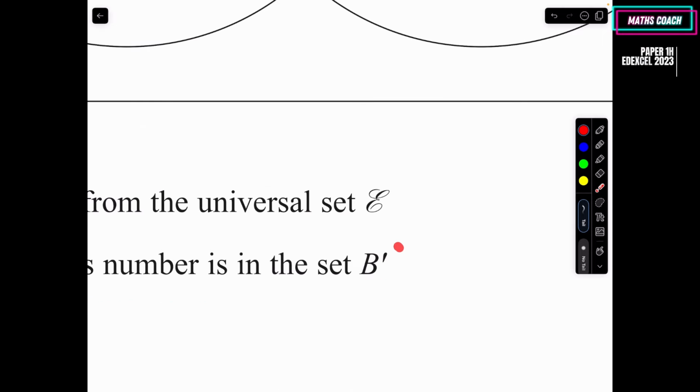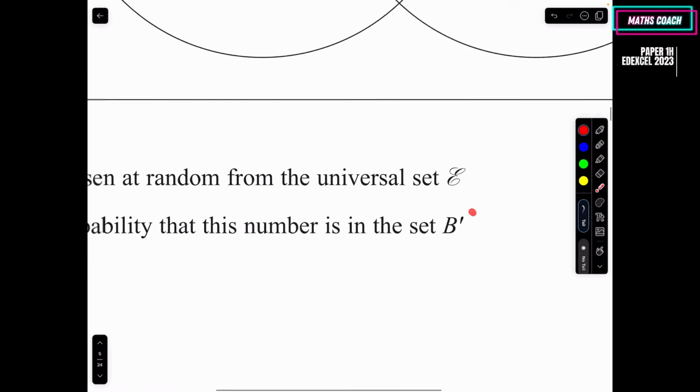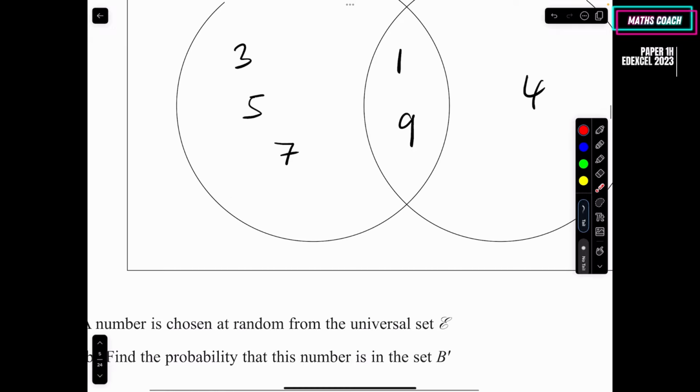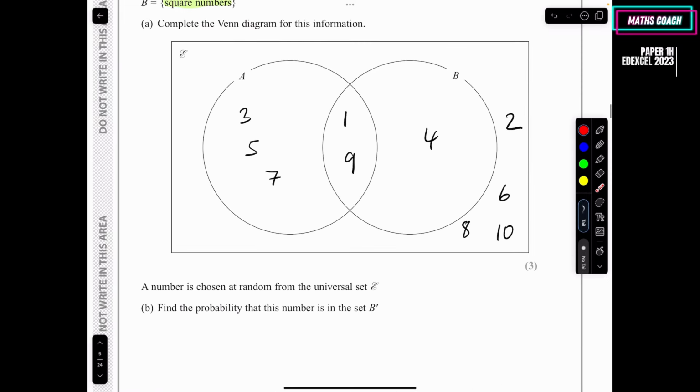That means it's essentially saying find the probability that this number is not in B. That's what it's saying. So if you have a look at your circle, here's the B circle right there. You're looking for the numbers that are not in B.